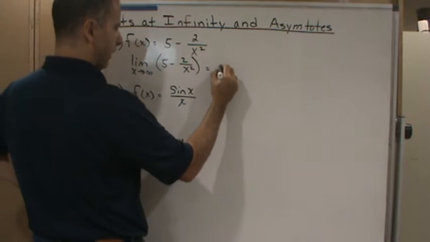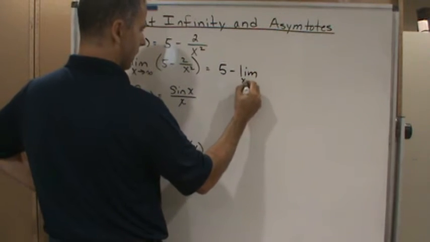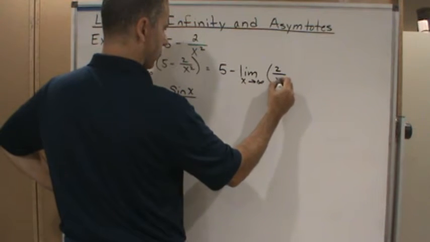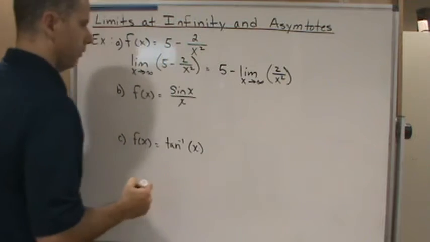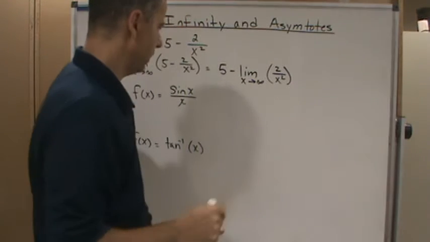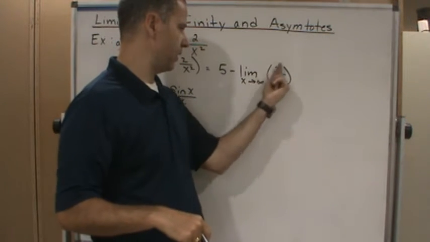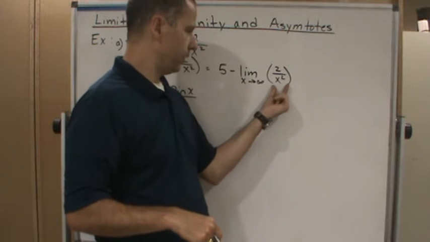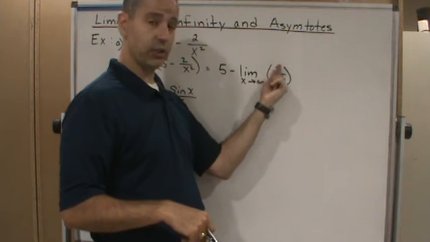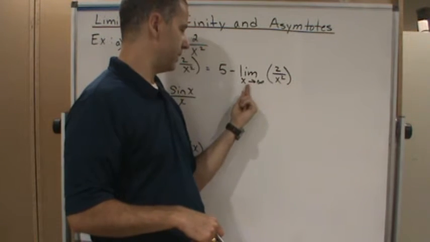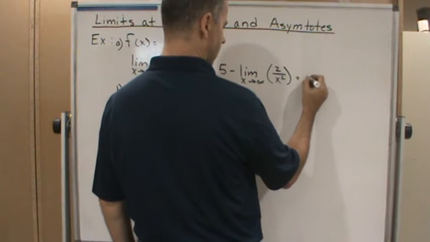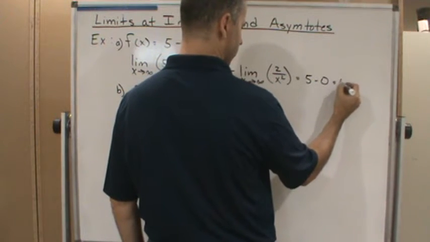So this is going to end up being 5 minus the limit as x approaches positive infinity of 2 over x squared. We can also use the limit laws here, but we don't have to, because at this point we can just ask ourselves, what happens to this as x goes to positive infinity? The denominator is getting big, the numerator is staying the same, so this fraction is getting smaller and smaller. As x goes to positive infinity, it's going to 0. So this equals 5 minus 0, which equals 5.